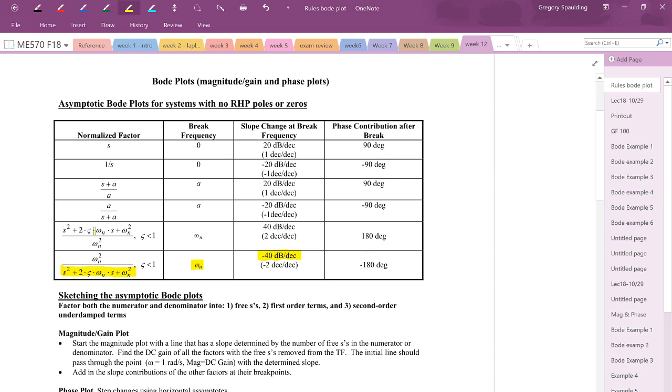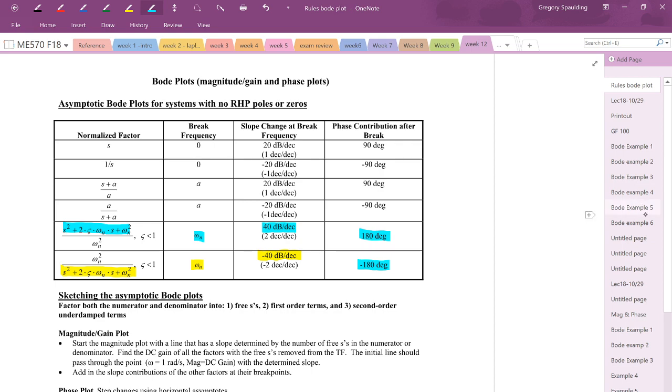Now, if they were zeros, we would apply the same thing in the other direction. It would still happen at omega n, but in this case it would be 40 dB per decade, so it would be a positive slope. We also can look at the phase while we're here, and because we've got minus 40 dB per decade, we're going to be at a minus 80 degrees, a minus 180 degrees, and a positive 180 degrees for when we have zeros, for the contribution after the break.